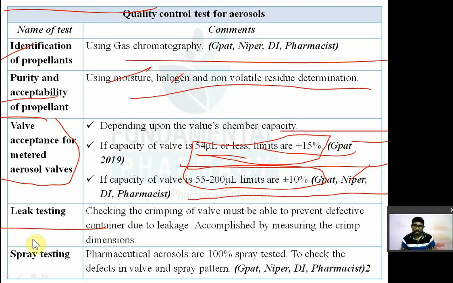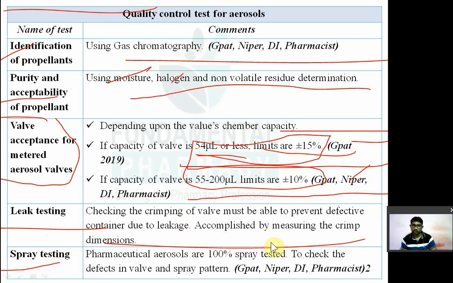तो कंटेनर में कुछ लीक है, पूरा कंटेनर आपको डालना होता है. So checking the clamping of valve must be able to prevent the defective container due to leakage, accomplished by measuring the crimp dimension. Then spray testing or spray pattern. So remember इसके ऊपर क्वेश्चन आ चुका है.